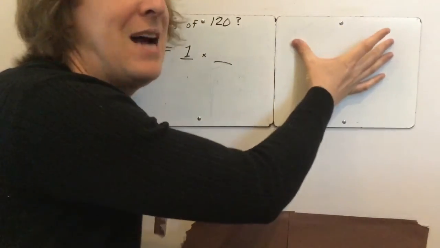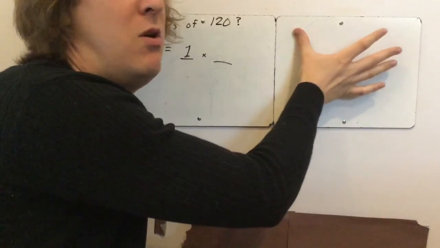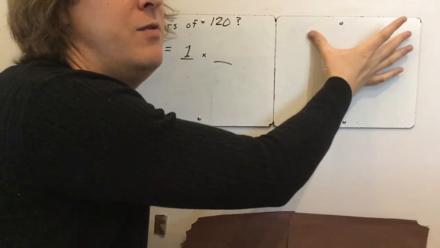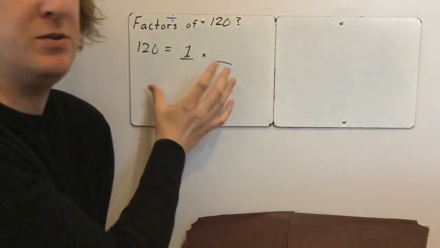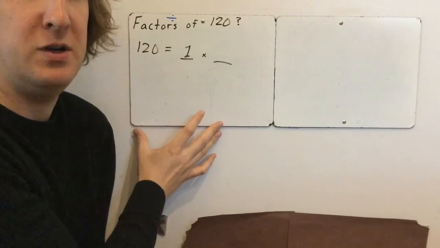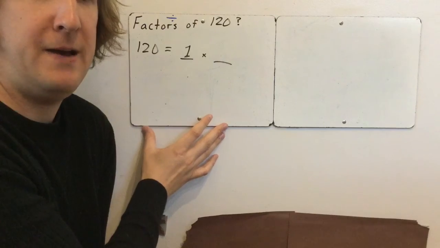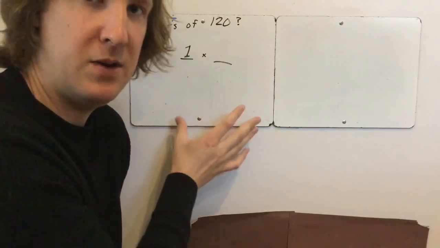Create your list of factors over here, starting with smallest and biggest on the far ends, and then fill in the missing factors inside after you've shown all of your steps and your division and so on and so forth here, okay? All right, so happy factoring.